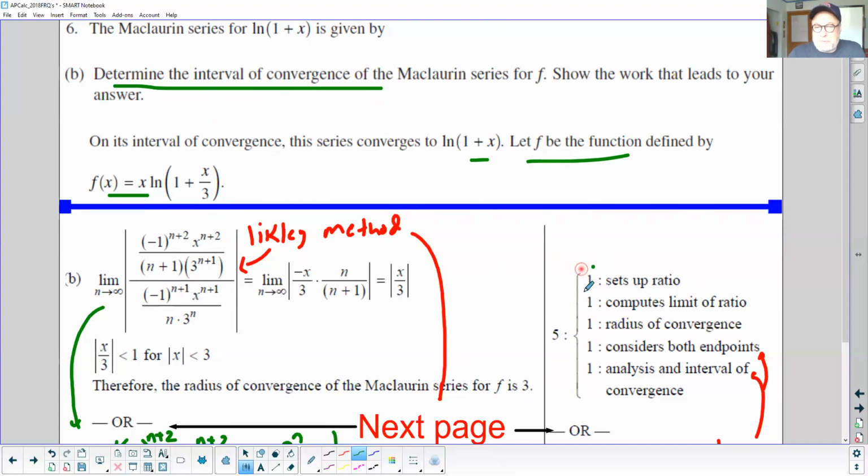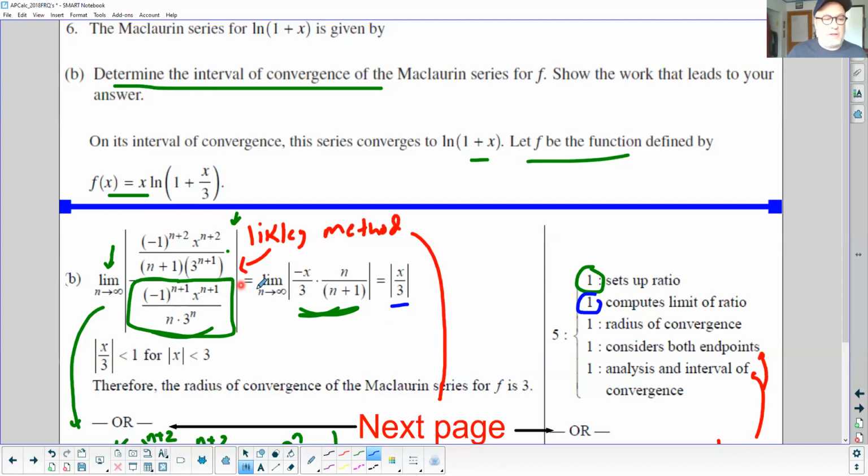So you need to set up the ratio. Please, please, please do not forget the limit as n goes to infinity. And then this is a fraction, or flipping it over and doing a reciprocal. So this denominator here can be in back behind it and multiplied right there as long as you're doing the reciprocal. Perfectly acceptable. So then the second point is going to be, did you compute the limit of the ratio? The limit of the ratio is x over 3. So look on your paper. Do you have x over 3? If you do, you're good.